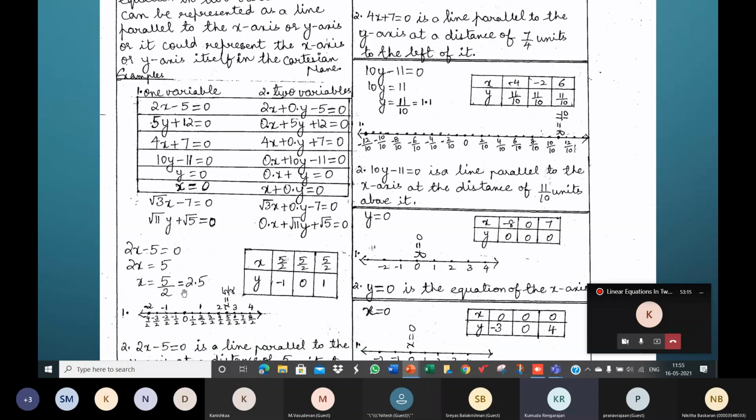So graphically, the solution is represented by a point on the number line. X is equal to 2.5 or x is equal to 5 by 2. So if you have to represent this graphically, you just have to represent the solution by a point on the number line. This is the number line.